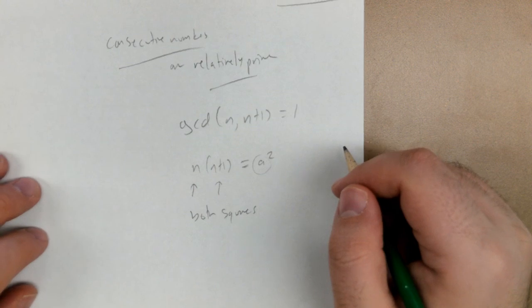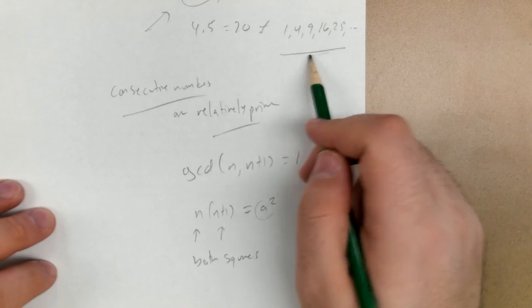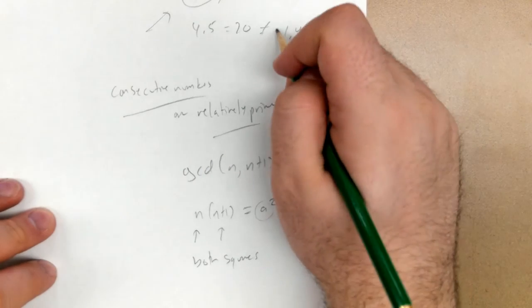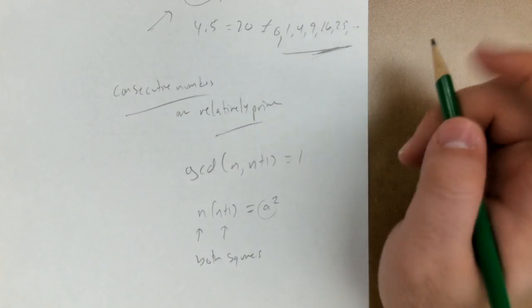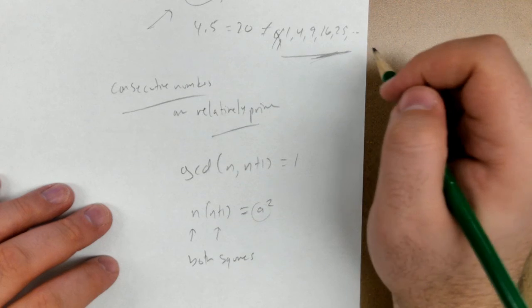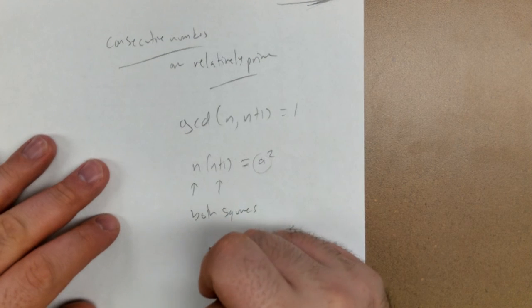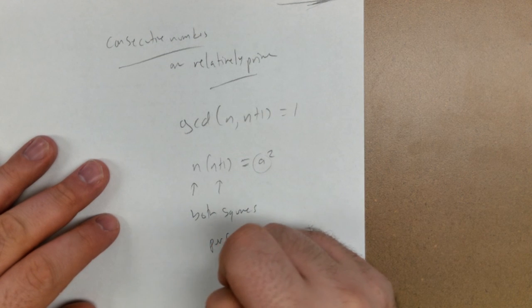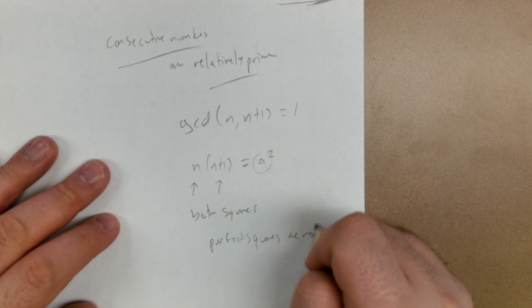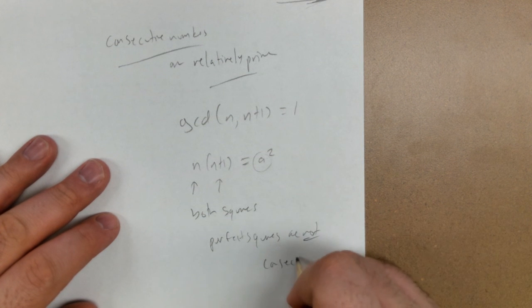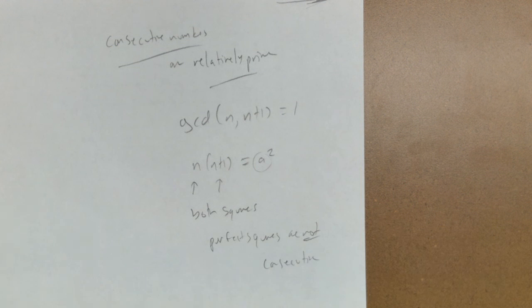But consecutive numbers are never perfect squares. Look at this list. Consecutive numbers are never perfect squares except for 0 and 1, but on this problem, they want positive integers. So perfect squares are not consecutive. So this is false. And that is the end of the ice sheet on primes and divisibility.